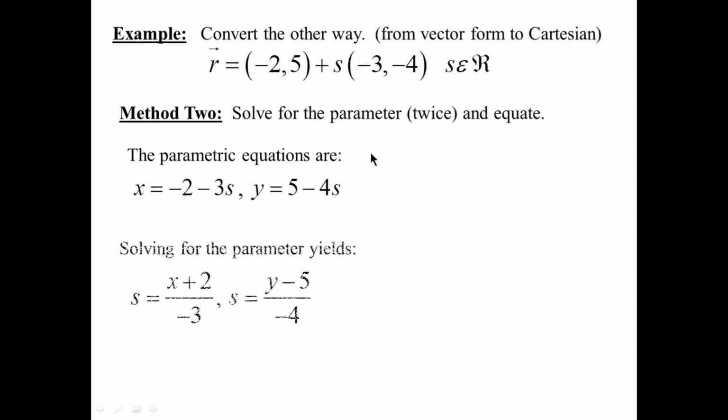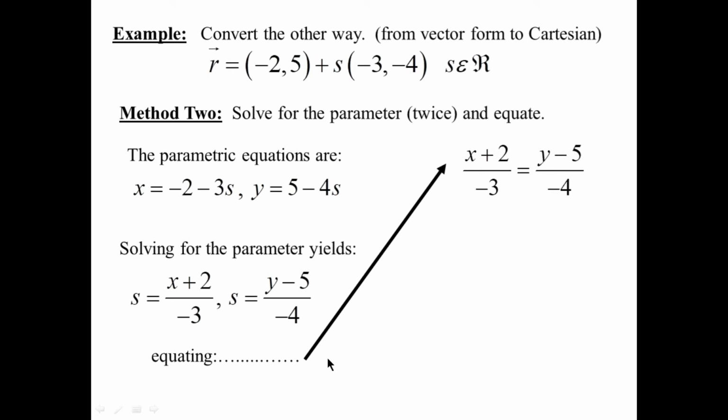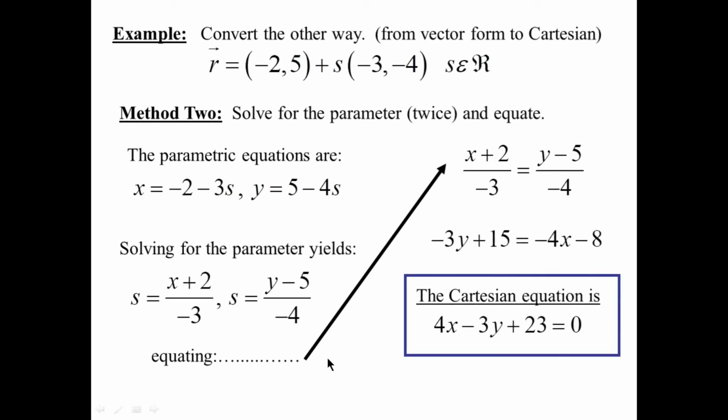So we'll drag this minus 2 over, make it x plus 2 over minus 3. We'll make this y minus 5 over minus 4. We've solved for the parameter twice, and since both of these are equal to s, they're equal to each other. So we equate them, cross multiply, equate to 0, and you get the result.